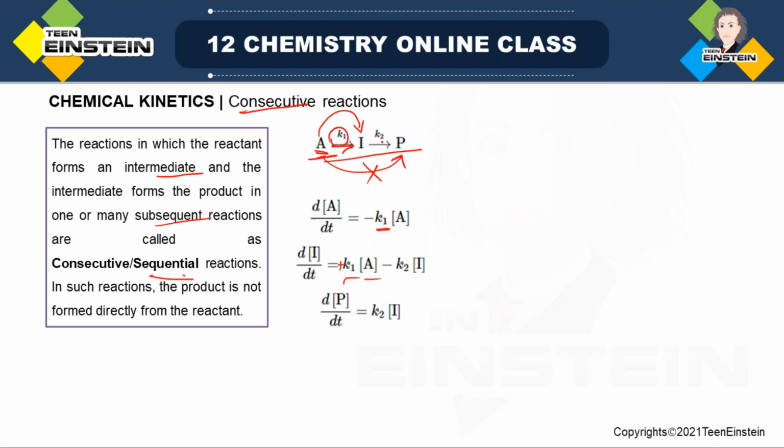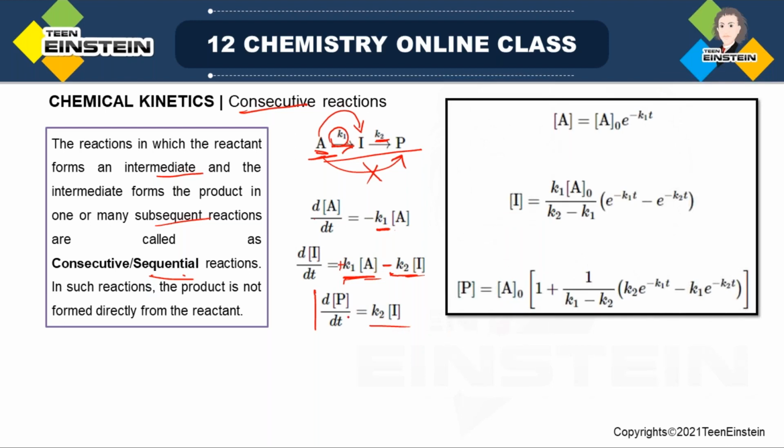But in the second step, with rate constant K2, I is converted to P, that means now I is consumed, so that is why there is a negative sign. So this part is for formation of I, and the second part is for the consumption of I. And in terms of the final product, dP/dt, it will be simply dependent on the concentration of I, because P has no relation with starting material A, so it is simply equal to K2 into I. Fine.